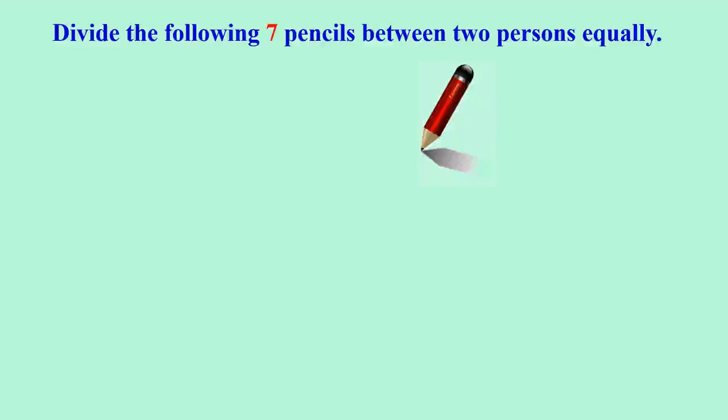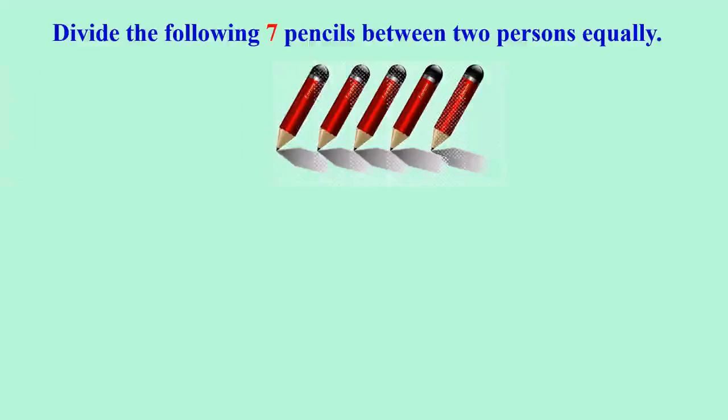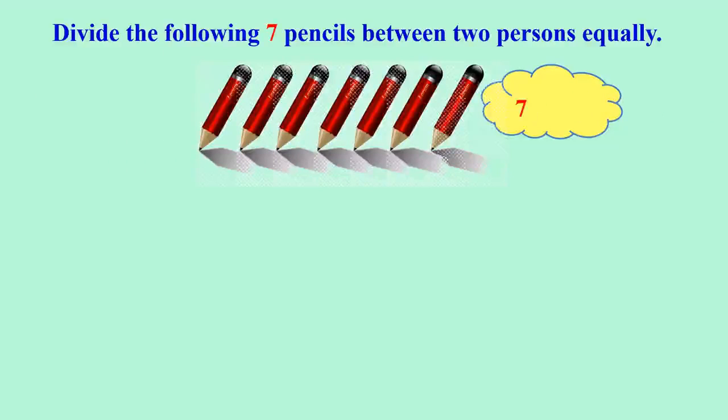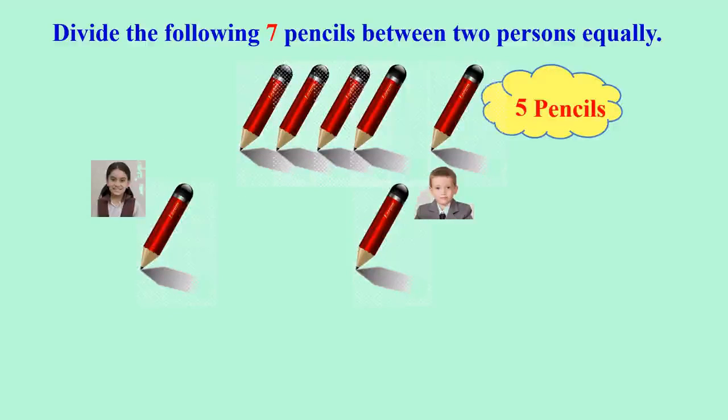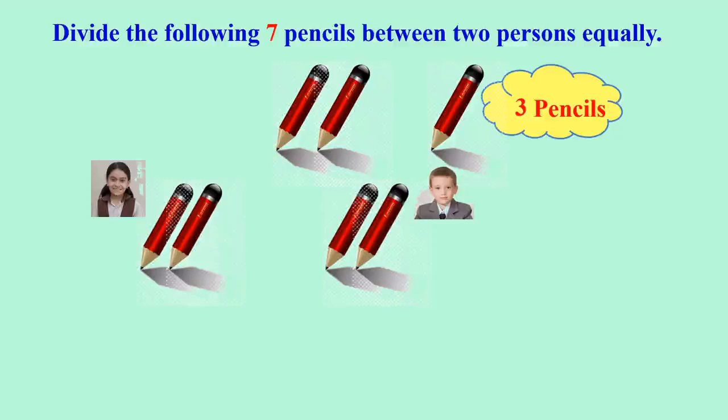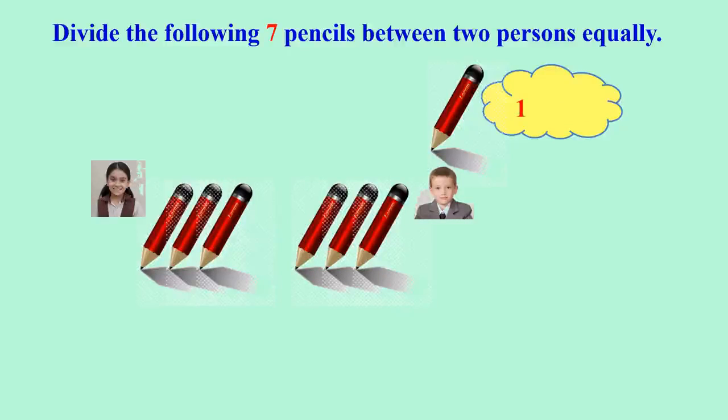Divide the following 7 pencils between 2 persons equally. Here we have 7 pencils, 2 persons. First we give them each one. There are 5 pencils remaining. Next we give them each one. There are 3 pencils remaining. Again we give them each one. 1 pencil remains.